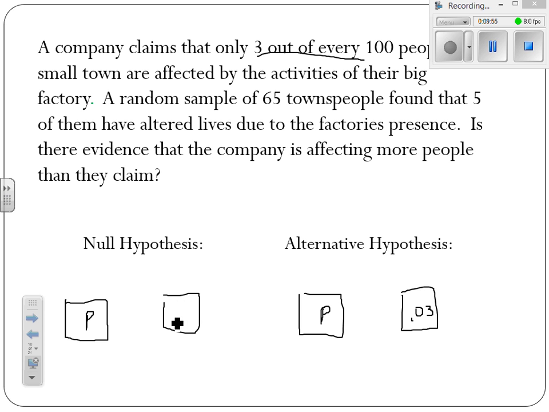So again, apologies for being so rough. They claim that the proportion is, right, 3 out of 100. So the p is 0.03. After this random sample is taken, we're wondering, is there evidence that it is affecting more people? Here we have an indication there's more, so we can use greater than. So the next video is going to start working through some of the examples for this, but there's just your setup of how to get this thing going.